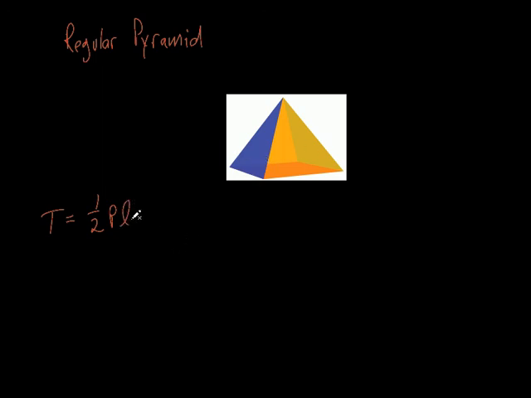Times L. What did the L stand for? The slant height. Plus B, and capital B represented the area of the base, right? And we know how to find the area of the base, especially if it's a rectangle, just the length times the width. So let's throw some numbers in.